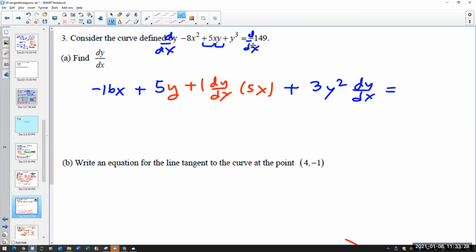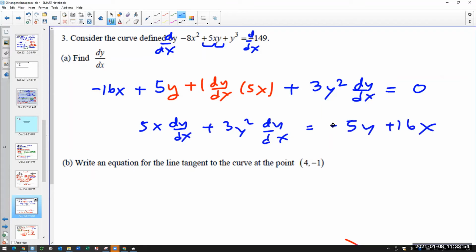Okay. And then finally, guys, be very careful. The number one wrong answer that students put here is 1. What is the derivative of 149? It is 0. Very good. All right. So my goal is to solve for dy dx. So I'm going to take everything that has dy dx and put it on the left side. Everything that doesn't have it, I'm going to put on the right side.